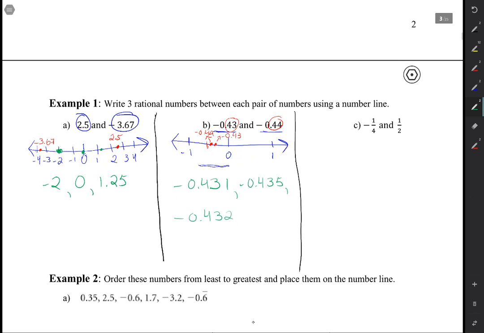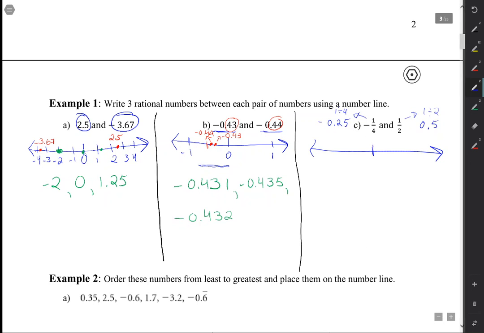Now this last one, now we're in fractions. But you know what I say? Whenever you get a fraction like this and we're dealing with number lines, let's just convert them into decimals. And we know how to do that. In our calculator, we would just do the numerator divided by the denominator. So this one would be 1 divided by 4. So if we converted that to a decimal, it would be -0.25. And this one would be 1 divided by 2. So that would give us 0.5, if we put that in our calculator.